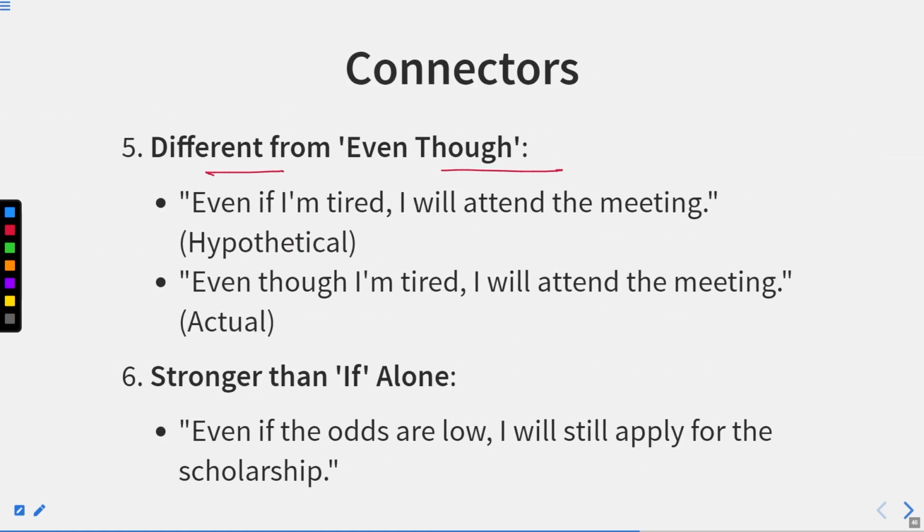Different from "even though." Even if I'm tired, I will attend the meeting. Hypothetical. "Even though I am tired" means this creates a situation which is real and present. Okay, which is real there. But here, with "even if I'm tired," I'm just predicting that if this happens as well, I will attend the meeting.